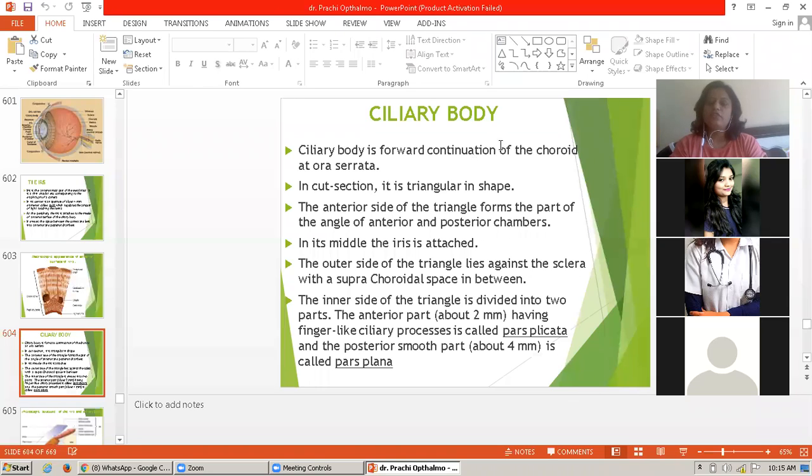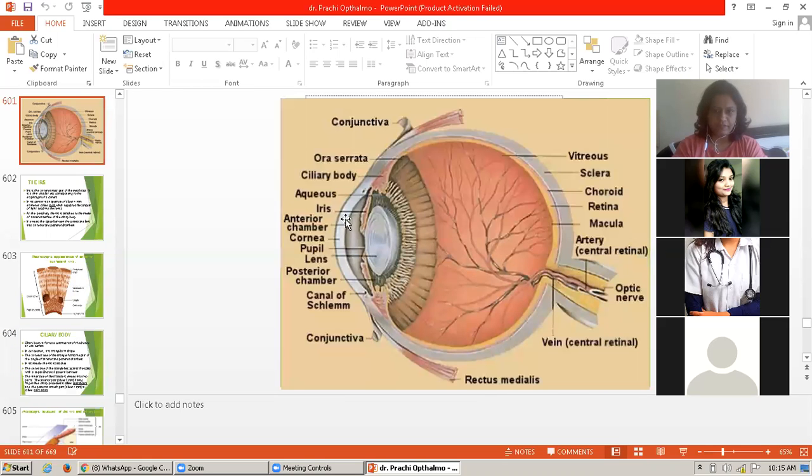The ciliary body is a forward continuation of the choroid at the ora serrata, and in cut section it is triangular in shape. The anterior side of the triangle forms part of the angle of the anterior and posterior chamber. This is the anterior chamber, this one is the posterior chamber. The ciliary body forms the posterior part of the posterior chamber, near the anterior part of the ciliary body.